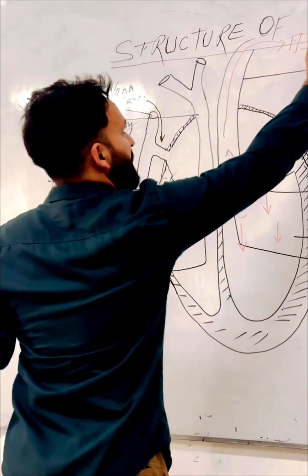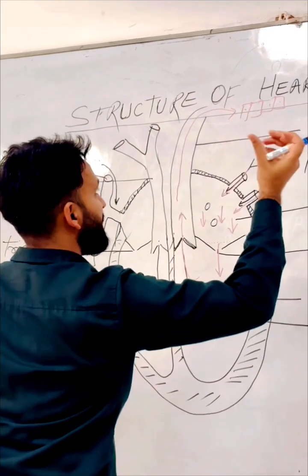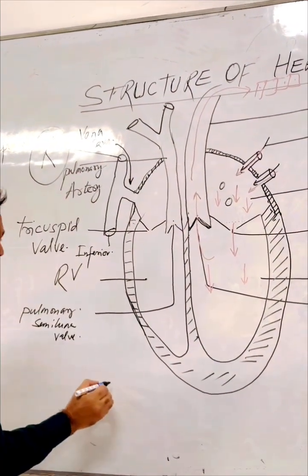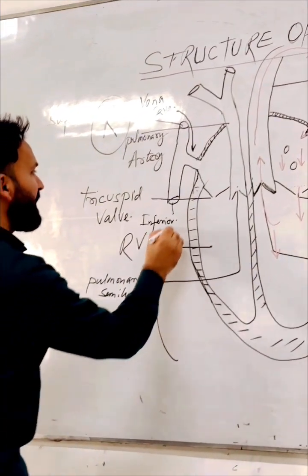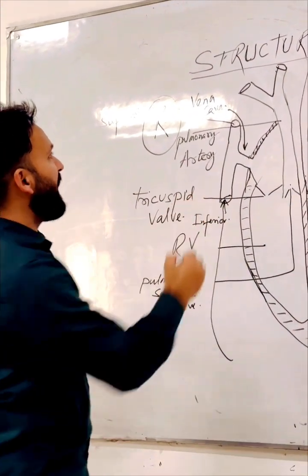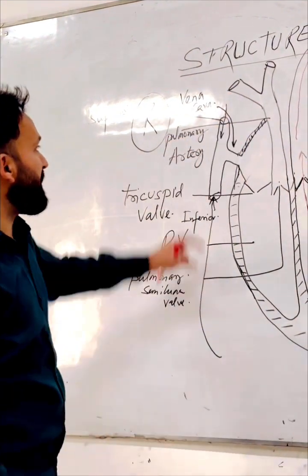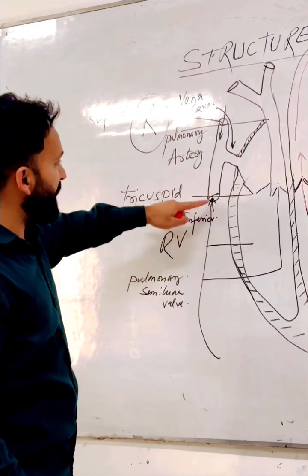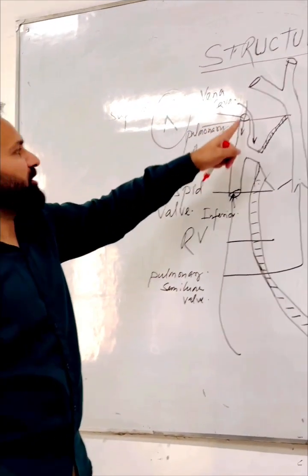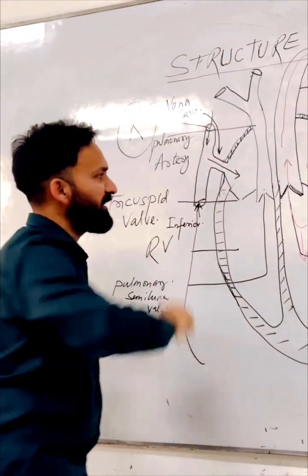Now the body tissues and the cells will generate carbon dioxide. They will put this carbon dioxide into this blood. Now this venous blood will return from the body, right? The blood from the lower part will return through the inferior vena cava, and the blood from the upper part will return through the superior vena cava, and this blood will enter the right atrium.